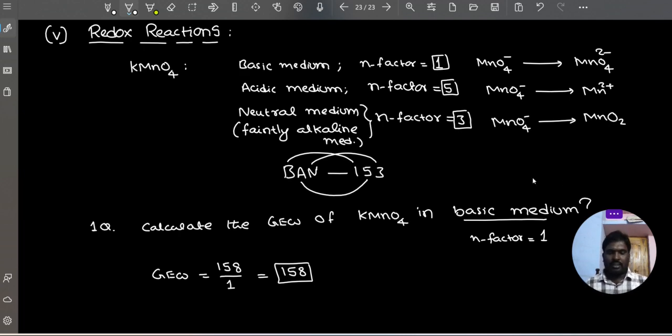So these are the important points in gram equivalent weight. We have learned gram equivalent weight for elements, acids, bases, salts and redox reactions today. So these are all very very important key points.